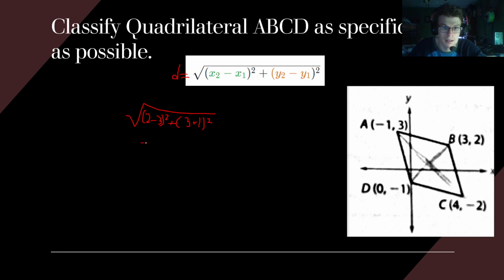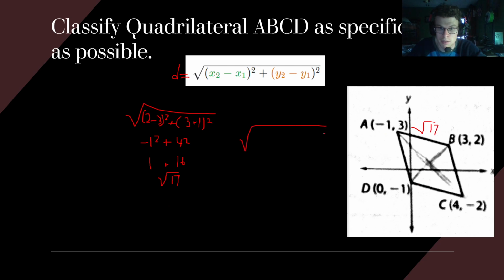You have -1 squared plus 4 squared. Okay? Which gives you 1 plus 16. Therefore, what is it? Square root of 17. Alright? You got your square root of 17 here. So, square root of 17 is this distance. Right? Now let's see what this distance is.